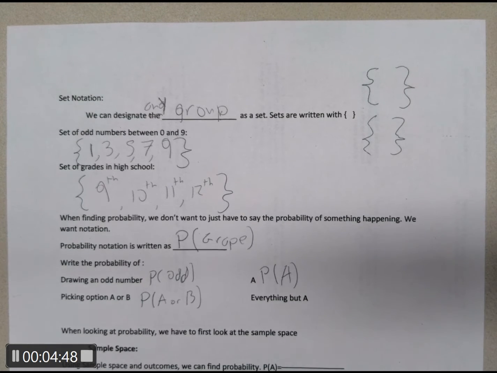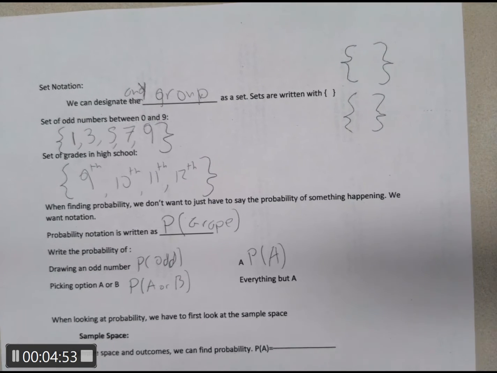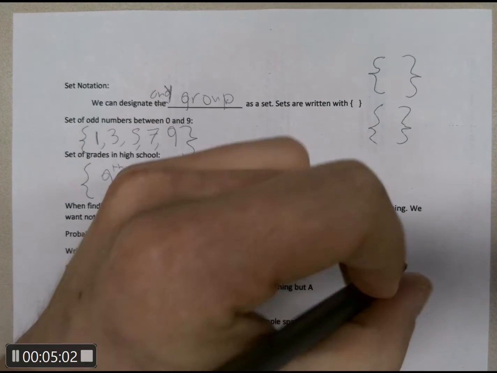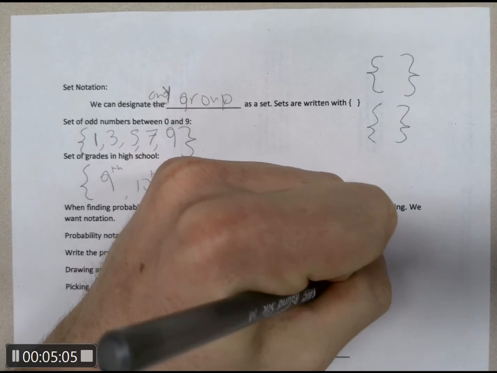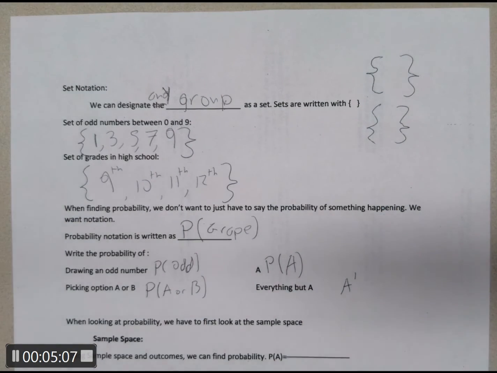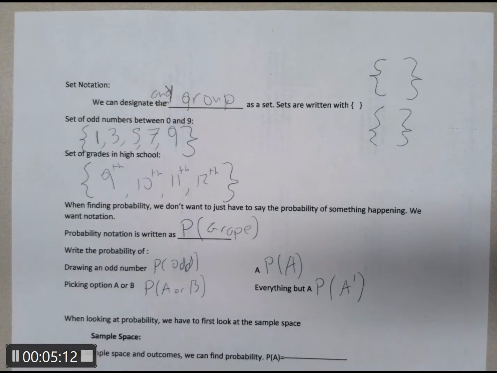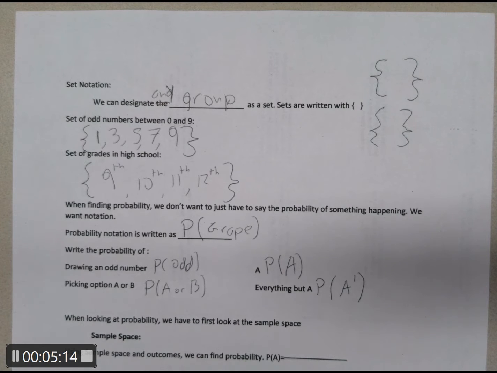Everything but A. You might have picked this up from yesterday's worksheet: whenever we're doing everything but A, this is a "not A." So it's the probability of picking something that isn't A. We write that with A and a little prime. That prime means "not." So the probability of picking something not A is the probability of not A, and that little apostrophe is just a quick way to write it out.